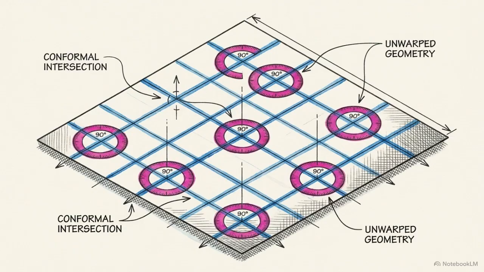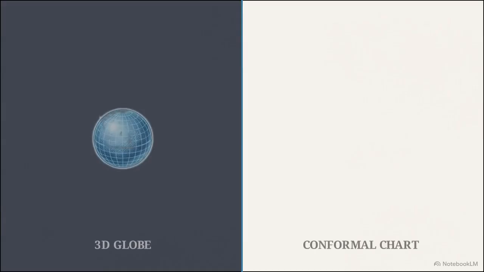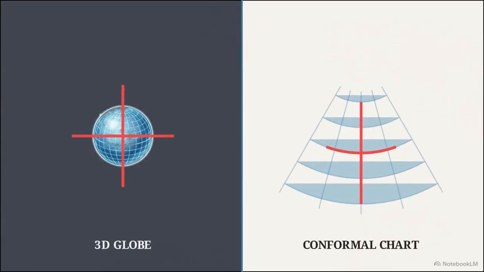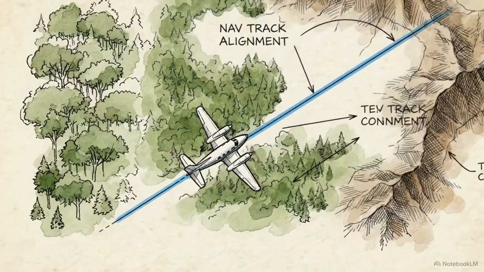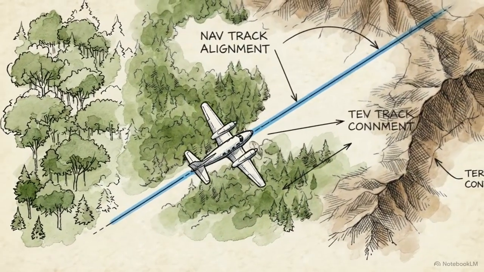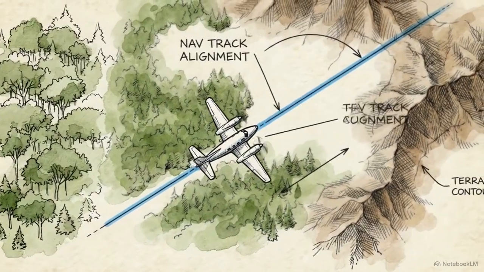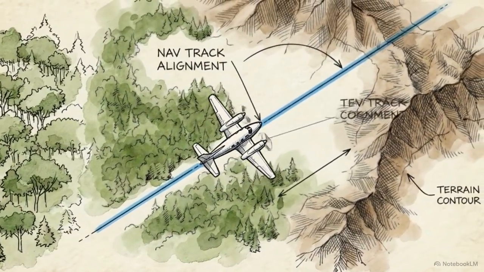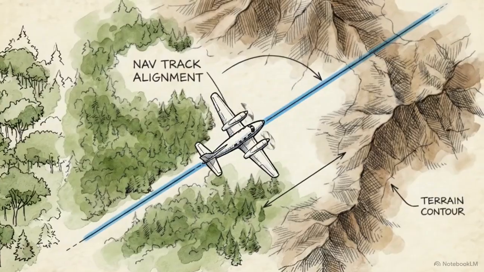Charts built using this conic projection exhibit a property called conformality. Conformality dictates that angular relationships are preserved accurately across the entire surface of the chart. For a pilot, conformality ensures that plotting a straight line between 2 airports on the paper yields a geometrically true, flyable course in the sky.